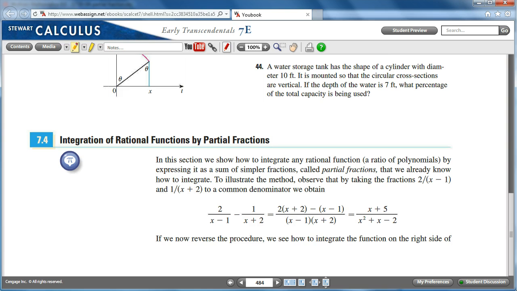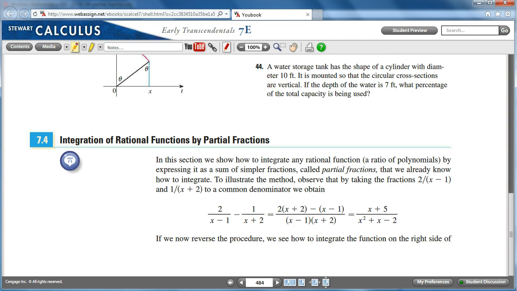Even worse. Well, let's begin with this motivational example given in the lower part of the screen on page 484 of our textbook. Let's begin with this rational function, x plus 5 over x squared plus x minus 2. We have a linear polynomial in the numerator and a quadratic polynomial in the denominator.